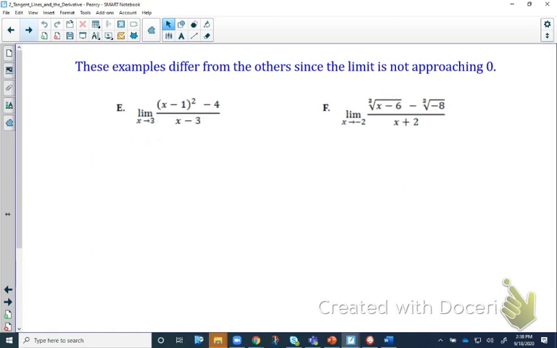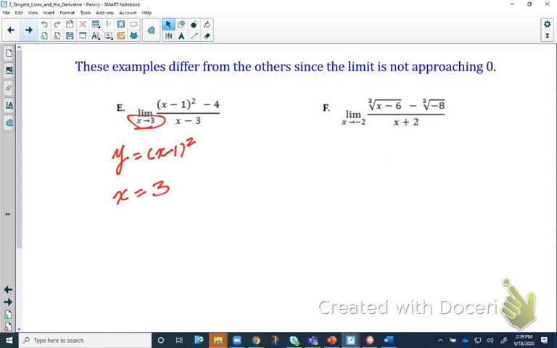So last examples here, these are going to be slightly different than the original functions. It says these examples differ because the limit, if you're paying attention, doesn't approach 0. They're approaching a specific number. So still looking at the same thing, what is the function going to be? The function you can think of is, in this case, going to be y is equal to just the parentheses x minus 1 squared. That's the basic input function. And x is given to you for the limit. X in this case is 3.